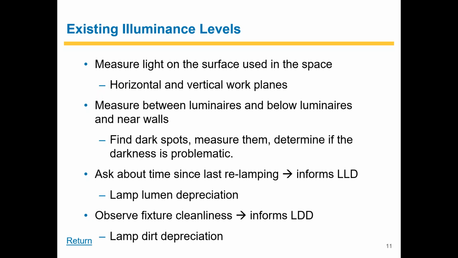The other thing that I think can trip some people up is not properly evaluating the lamp lumen depreciation and the lamp dirt depreciation. When we're working in existing buildings, a lot of those lighting systems have some sort of light output depreciation. What does that mean? That means they're not producing as much light as they would otherwise normally be producing.